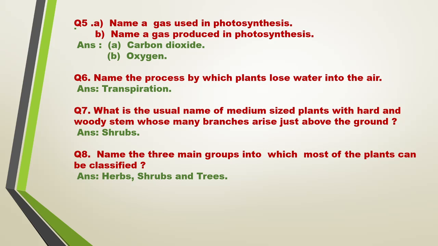Name a gas used in photosynthesis. All of you know this. This is carbon dioxide. Carbon dioxide is the gas which is used during the time of photosynthesis. And name a gas produced in photosynthesis. That is oxygen gas, which is produced by the process of photosynthesis.